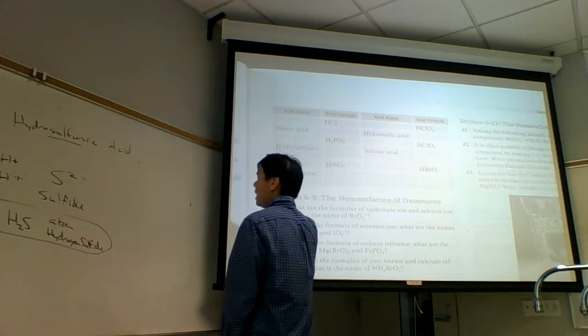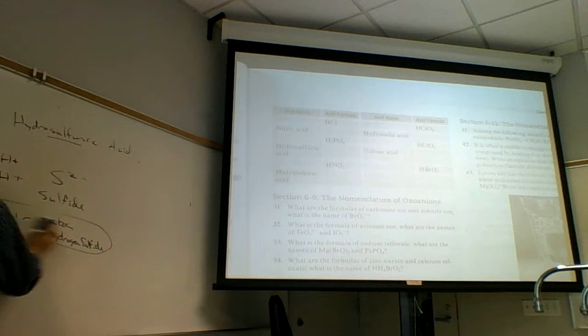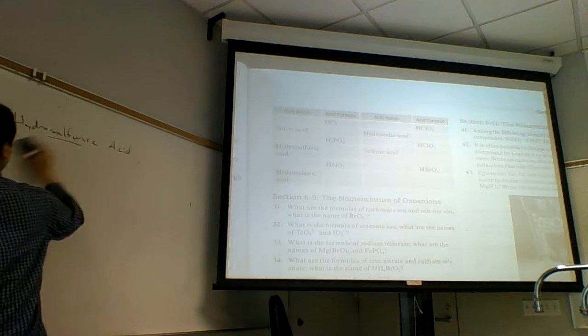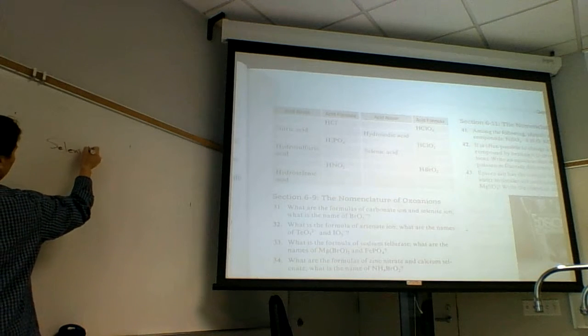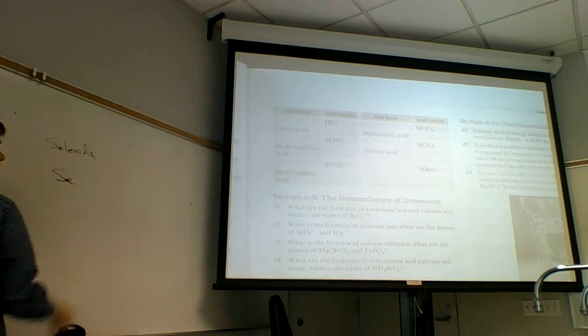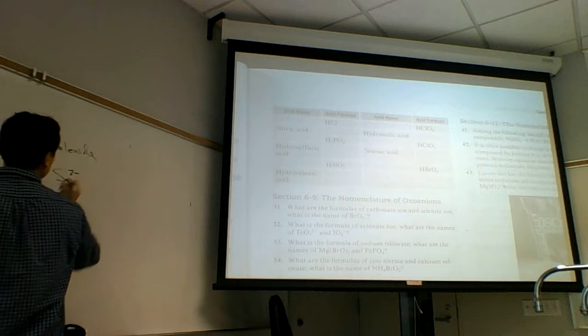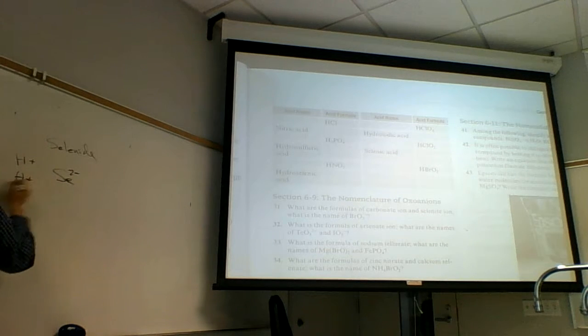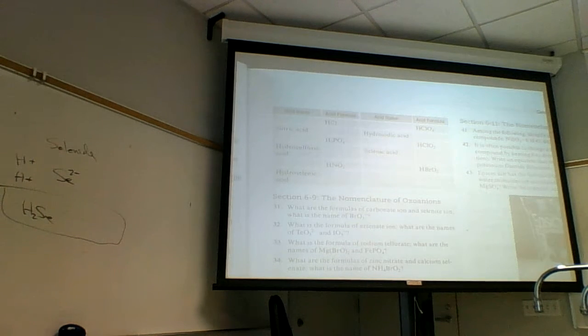Hydroselenic acid. So we got the hydro-ic thing going again. And so that means it's got to be selenide, right? Selenium, selenide. And so what is the formula for selenide? Well, selenium is Se. It's 2 minus. And so we'll need 2 H pluses, which is going to give me H2Se, which is hydroselenic acid, aka hydrogen selenide, which also smells very bad.